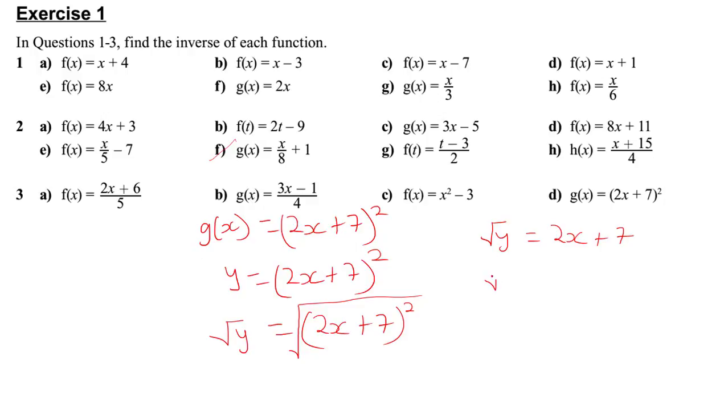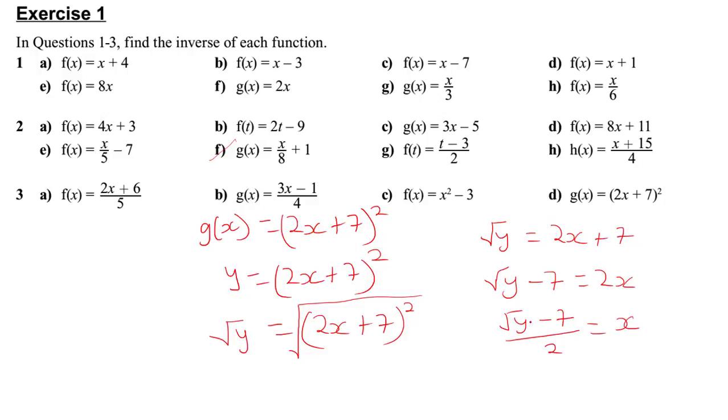And then making x the subject, I've got root y, you take away 7 there, equals 2x. Then divide both sides by 2. So I've got root y, take away 7, all divided by 2, and that's what x basically is.